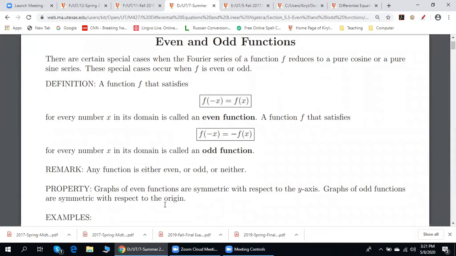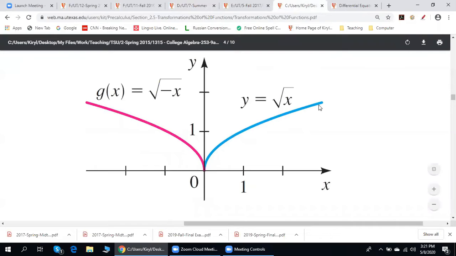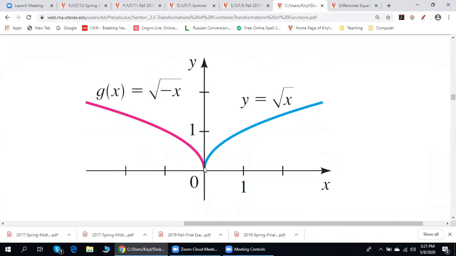Graphs of odd functions are symmetric with respect to the origin. Conclusion: if we rotate this curve 180 degrees about the origin, we will get this. Therefore, the graph of this new function is indeed symmetric with respect to the origin, which means this new function is odd.